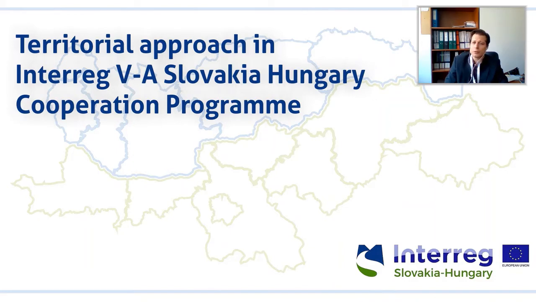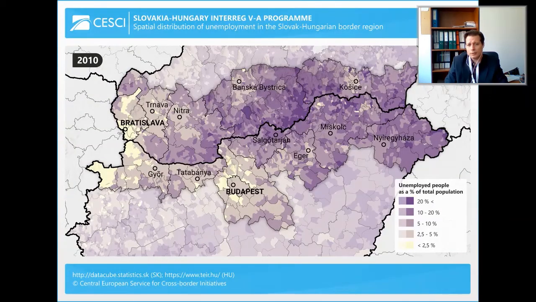The first reason why we started to think about using a territorial approach in our program was the scope of the third priority axis. In 2010, the unemployment rate in some counties of the program area reached more than 20%. As you can see, this phenomenon was not really determined by the border. Neighboring Slovak and Hungarian counties had very similar conditions. Side effects of the unemployment, like poverty, migration, and aging population, were serious.